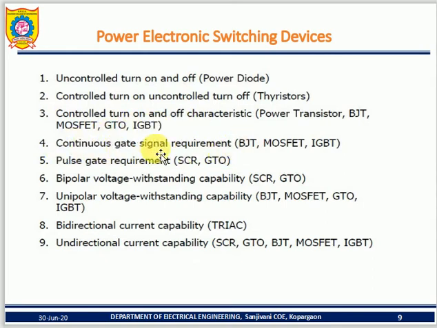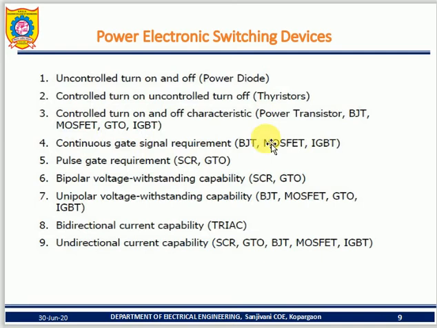When you apply continuous gate signals, if you do not apply the gate signal continuously, the device does not operate. So BJT, MOSFET, and IGBT are the devices that need continuous gate signals.